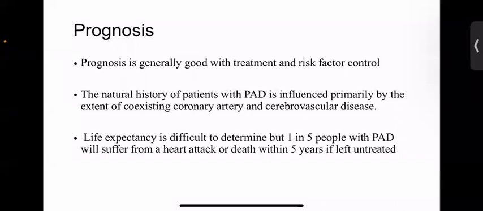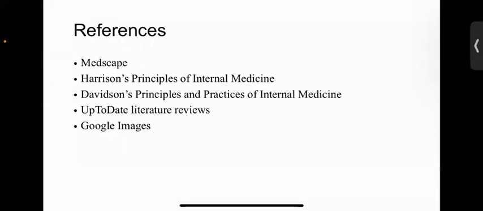Life expectancy is usually difficult to determine, but research suggests that 1 in 5 people who have peripheral artery disease will suffer from a heart attack or death within 5 years if they do not seek treatment or optimal treatment. These are my references from Medscape, Harrison's Principles of Internal Medicine, Davidson's, UpToDate, and then some Google images. Thank you very much for your time.